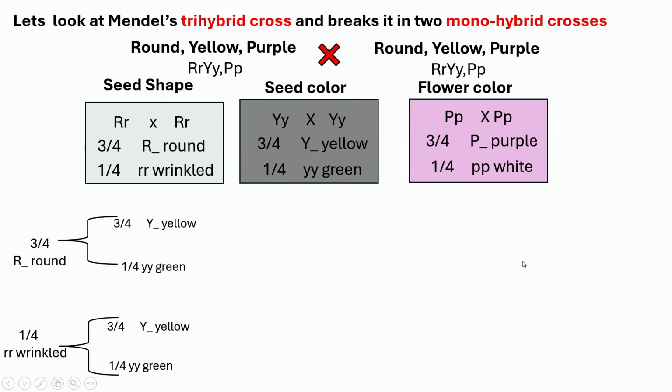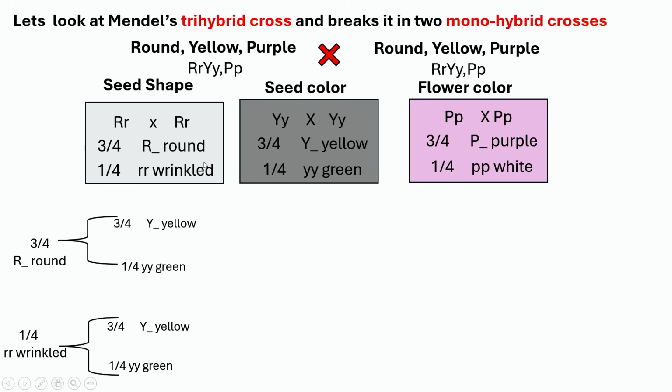9:3:3:1. So let's solve a problem of the trihybrid cross. What characters do we have for this trihybrid cross? We have round seed and yellow color seed, and we have purple flower. So we have taken 3 characters at a time, and we are doing this heterozygous cross here. And in a heterozygous cross, to understand the outcome in the progeny, we are again splitting it into a monohybrid cross. We have seed shape, seed color, and flower color.